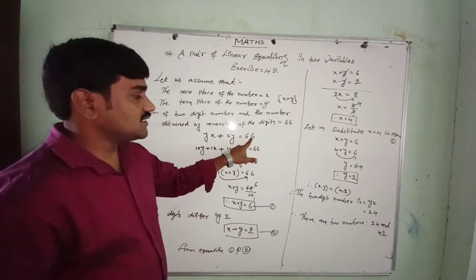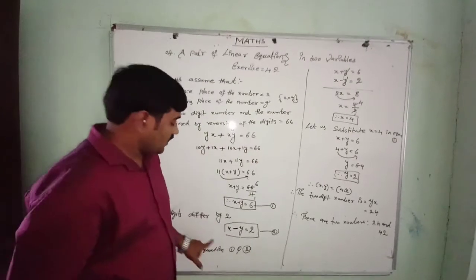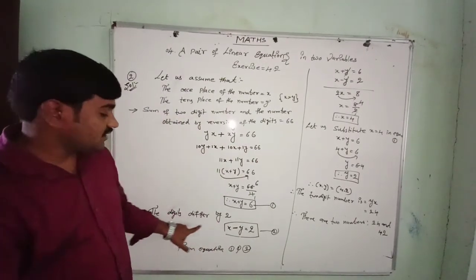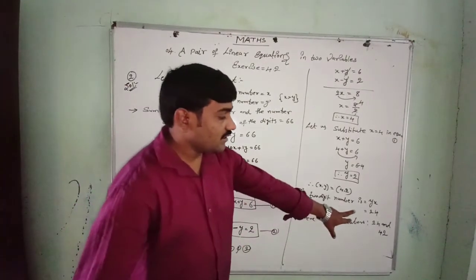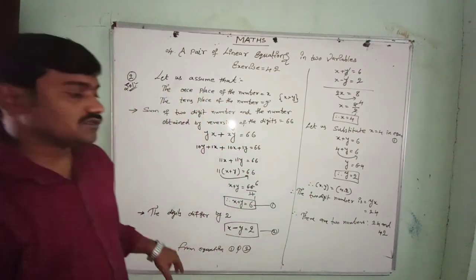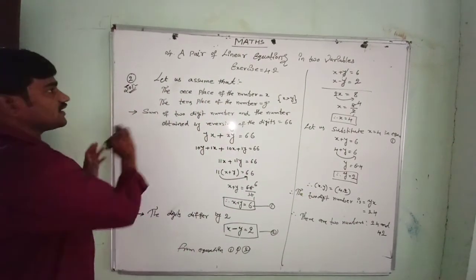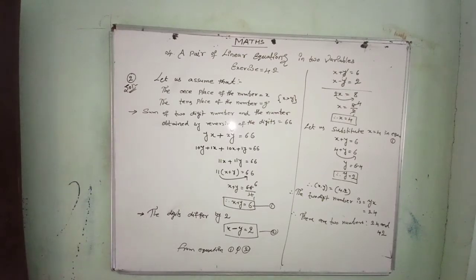24 plus 42, add them, 66 comes. Differ of their digits, that means subtract them. 4 minus 2, what do you get? 2. So it is satisfied. Once you look at this, I hope you have understood this.